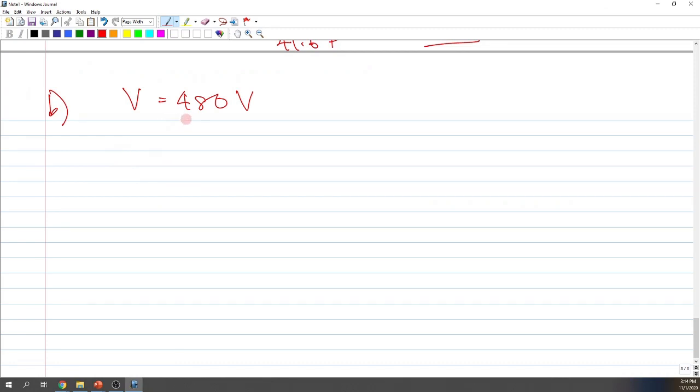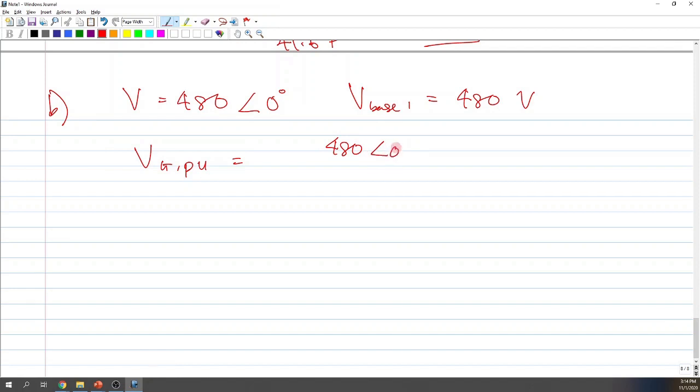Okay, so this is the actual value. Kalau yang actual dia ada macam ni lah. Kalau V base 1 equal to 480 je. Okay, so kalau yang per unit, VG dia tulis ni per unit is equal to actual 480 divided by dia punya base value 480, so equal to 1, dia punya phase angle 0. Okay, dia punya unit adalah PU. Okay, so VG PU.